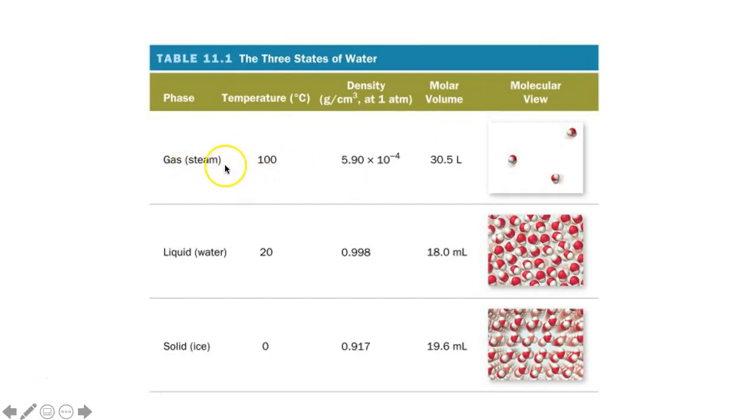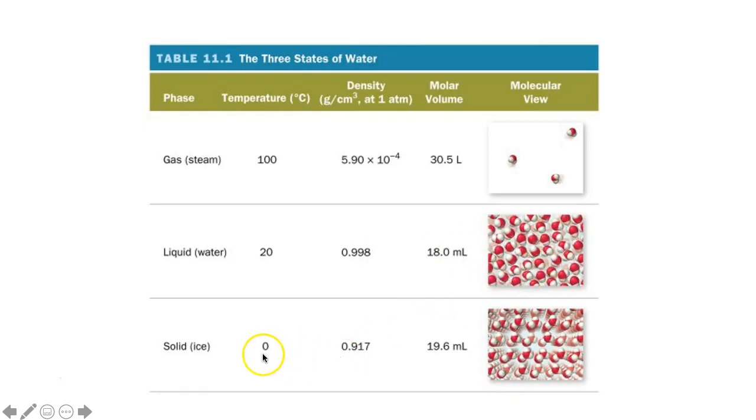We can see here we have steam at 100 degrees centigrade, really low density, pretty large molar volume, and we can see the view of the water molecules, a lot of space between them. Liquid water at 20 degrees centigrade has a much greater density. Notice it isn't 1. In order to have a density of 1, it has to be at 4 degrees centigrade. And that's its volume, and the molecules are a lot closer together.